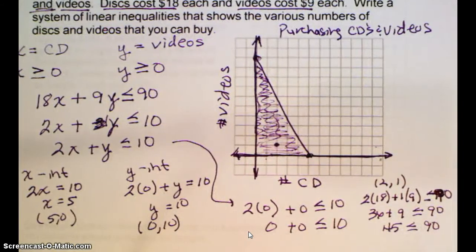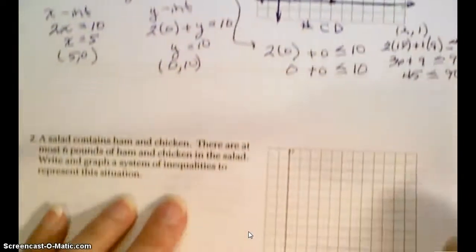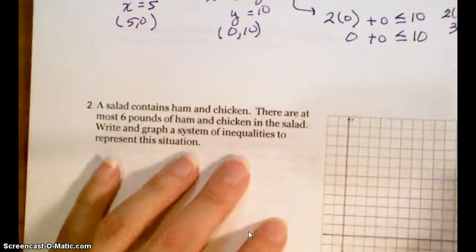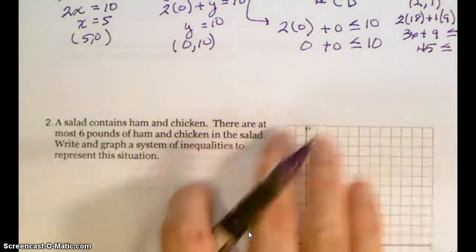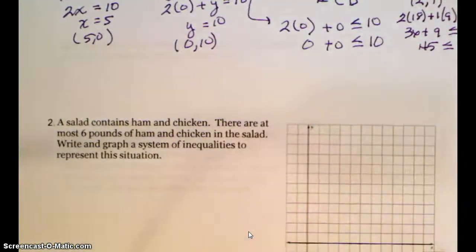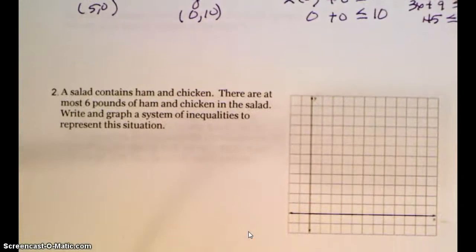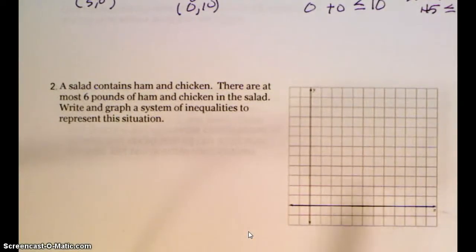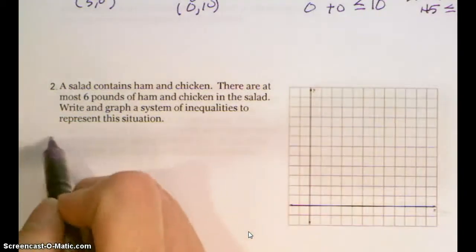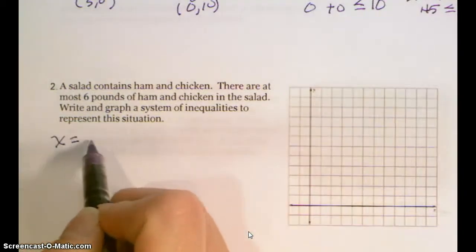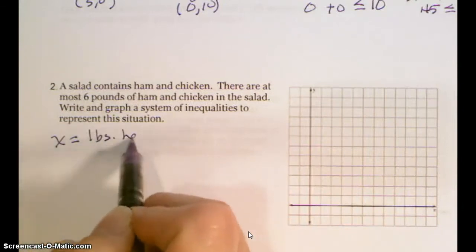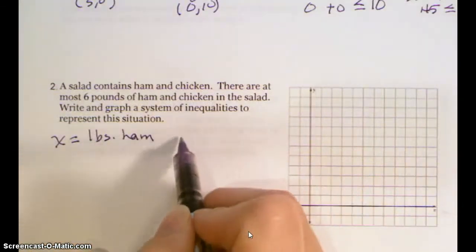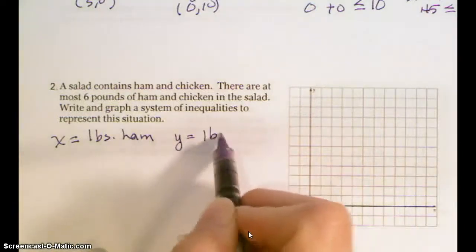Okay, let's look at another problem, number 2. Here I have a salad contains ham and chicken. There are at most 6 pounds of ham and chicken in the salad. We're going to write and graph a system of inequalities to represent this situation. Okay, I'm going to go ahead and let X equal pounds of ham and Y is going to be the pounds of chicken.